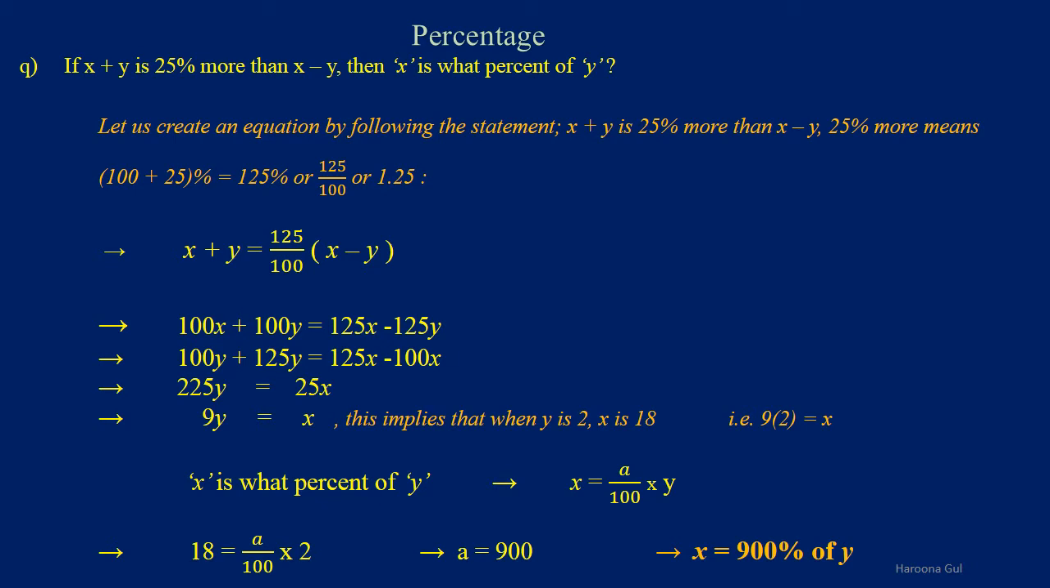How? Because you see, with each value of y, if we replace the variable y with 2, let's suppose, so 9 into 2 makes 18, and 18 is what percent of y means that 18 divided by 2 into 100 is going to give us 900%. So it's as easy as that, right? So don't be intimidated by these statements, because it's very easy to solve these questions.